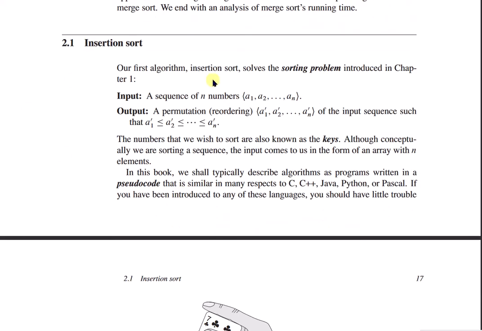Insertion sort, our first algorithm, solves the sorting problem introduced in chapter 1. We have a sequence of numbers. We need to have the same sequence of numbers but in an order which satisfies the condition that a1 is less than the next number, and that number is less than the next number. The numbers that we wish to sort are also known as the keys. Although conceptually we are sorting a sequence, the input comes to us in the form of an array with n elements.